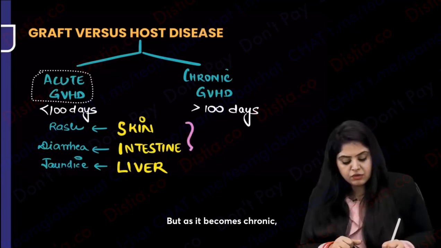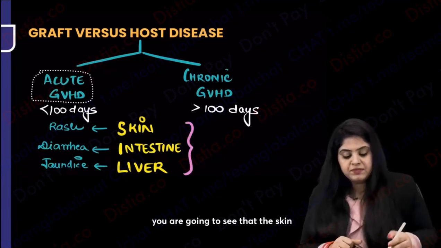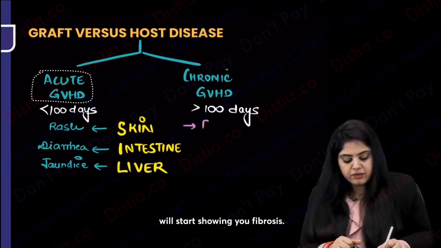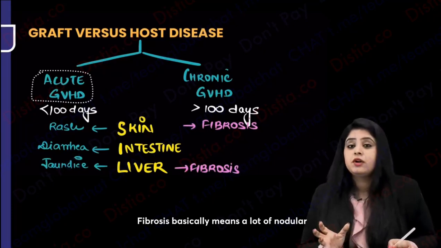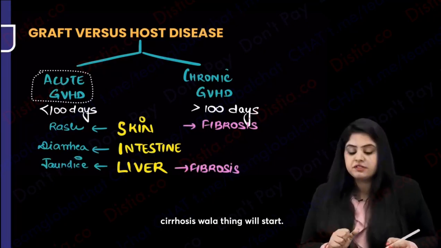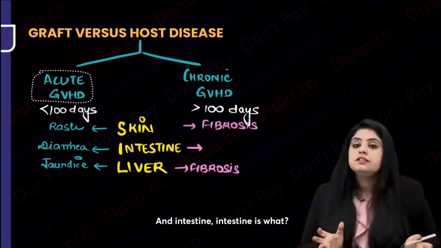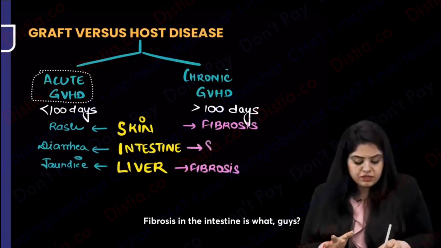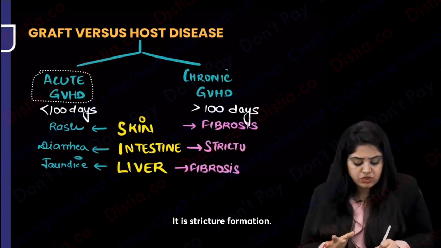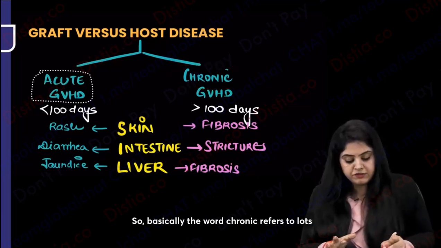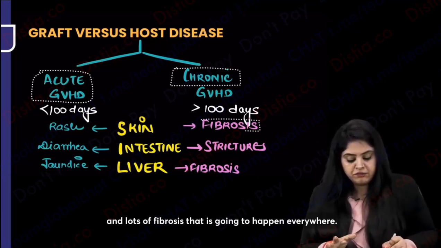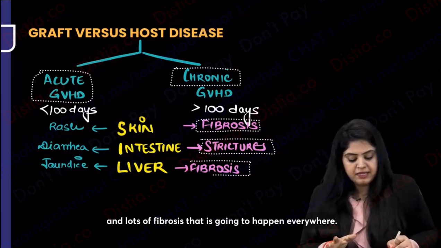But as it becomes chronic, you are going to see that the skin will start showing you fibrosis. The liver will start showing you fibrosis. Fibrosis basically means a lot of nodular cirrhosis wala thing will start. And the intestine, what is fibrosis in the intestine, guys? It is stricture formation. The intestine will start showing you stricture. So basically the word chronic refers to lots and lots of fibrosis that is going to happen everywhere.